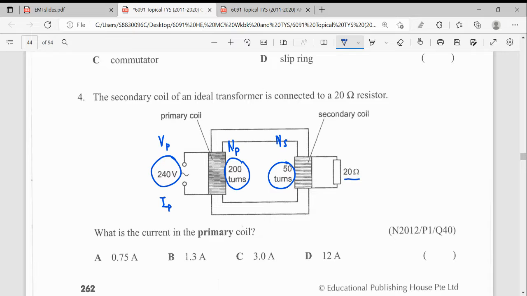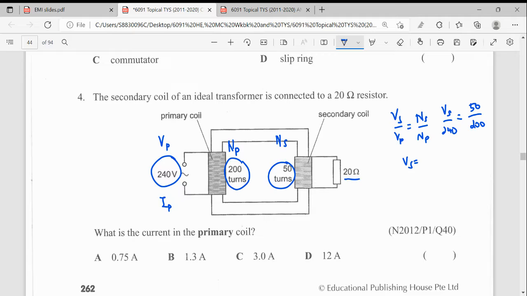So first, how do we find Vs? So we know the formula that Vs over Vp is equal to Ns over Np. Okay, so based on this, let's just substitute the values. So Vs is what we don't know, but we know Vp is given to be 240. Ns is given to be 50. And Np is given to be 200. So based on this, let's solve for Vs.